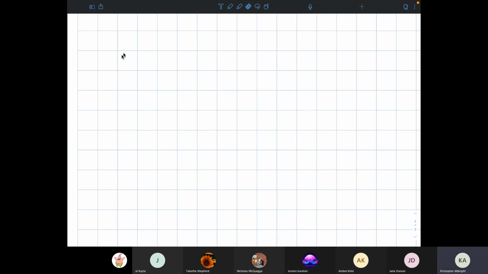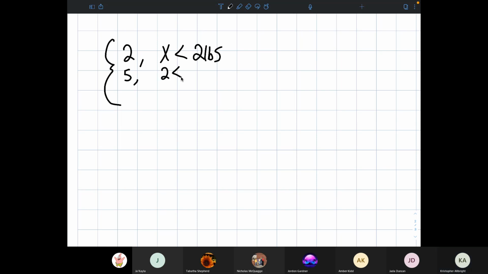So if we say, I'm going to give us a function here. So 10, actually, I'll start with the lower number. 2 if x is less than 2 pounds. 5 if x is between 2 and 5 pounds. Sorry, I'm writing this wrong. There we go. And then 10 if x is greater than 5.